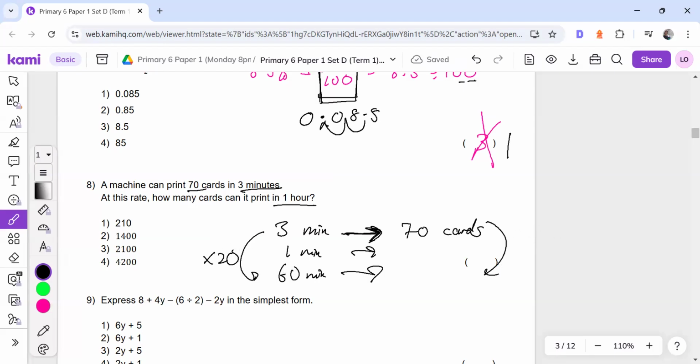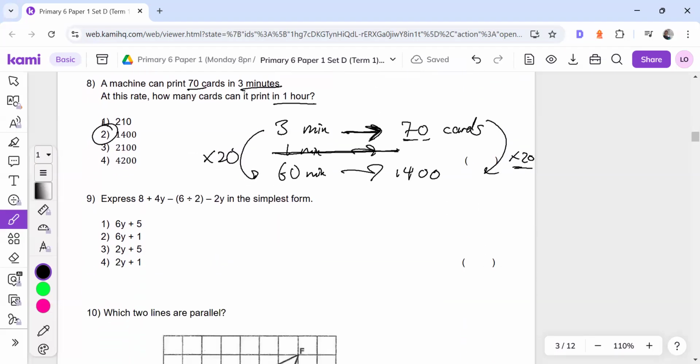And then the other side, you also jump. 70 times 20, shortcut. 7 times 2 is 14. And there are two zeros, so just put two zeros behind. So this is a shortcut because you skip. You don't have to find 1 minute is how many cards, you jump. Okay, so your answer should be number 2. Clear so far? All right, I hope you have done already. Not just sit down there and just copy down the answer. You should have done it, hopefully.